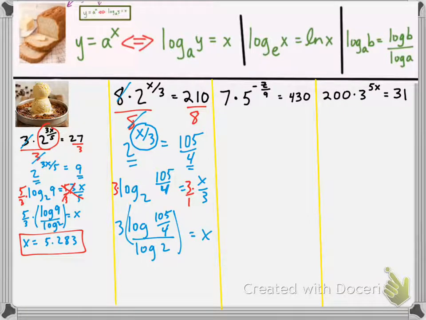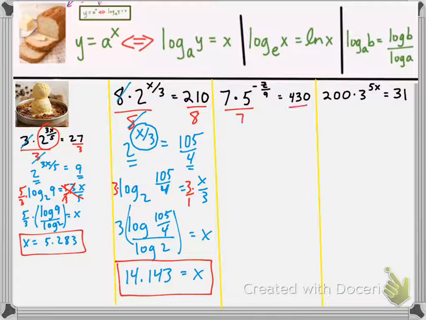And so I'll try that here. So we have 3 times log of 105 over 4, and then we divide that by log of 2. And we get 14.143. Just wanted to give you practice making sure that you are comfortable with typing in these log expressions into your calculator. Alright, so again, by now maybe this is becoming a little bit redundant, and hopefully it is.